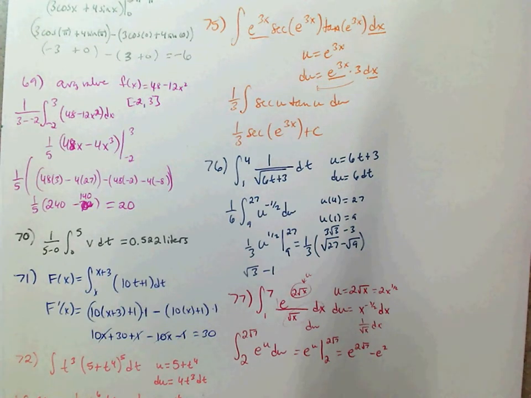Again, something completely different, but I don't see what the issue is. U is 2 square roots of x to the 1/2. Okay, 78.